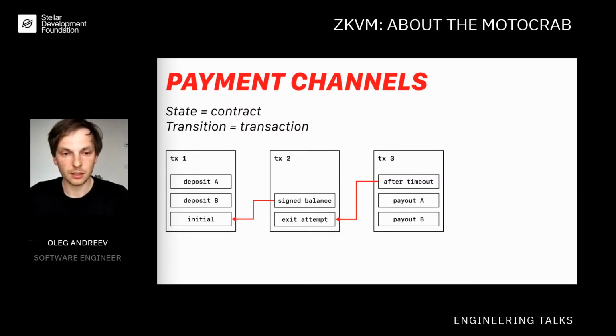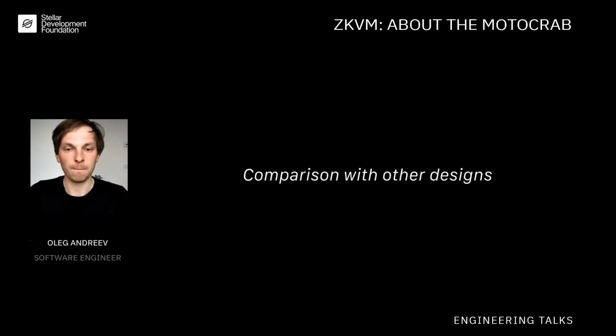So the states are embedded in those contracts, and transitions are the transaction objects themselves, which is pretty natural. It's just the intermediately signed transactions, they are not published until you want to exit the channel. So this is how it looks in this model of inputs and outputs and transactions.